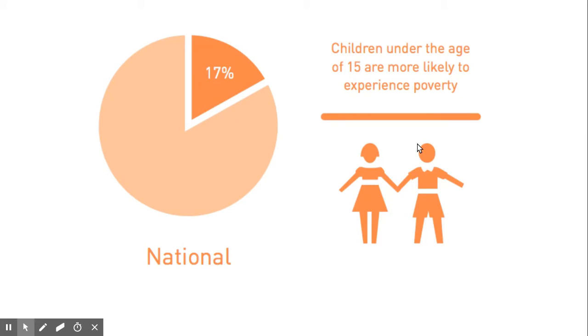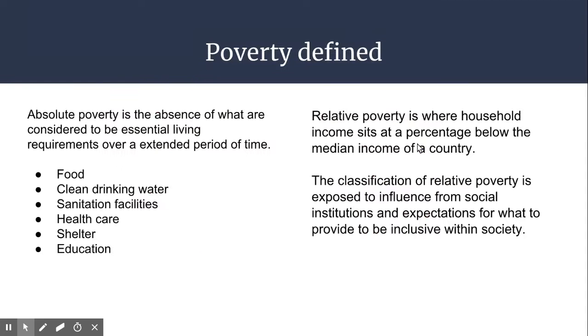Research shows that currently 17% of children within Australia are living in poverty. It's more than 730,000 children. Whilst a shocking statistic, it is important to look at what defines poverty and the different levels of poverty a person can be experiencing. Absolute poverty is defined as the absence of what is considered to be essential living requirements over an extended period of time.